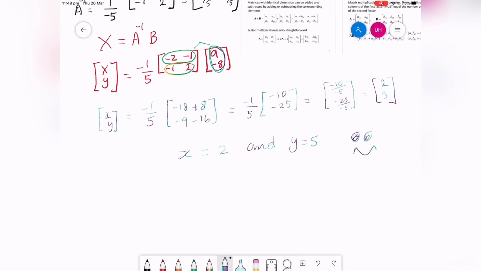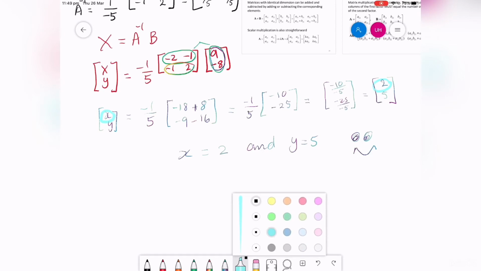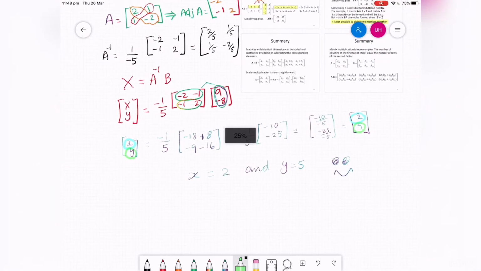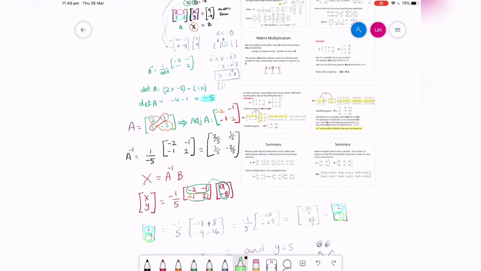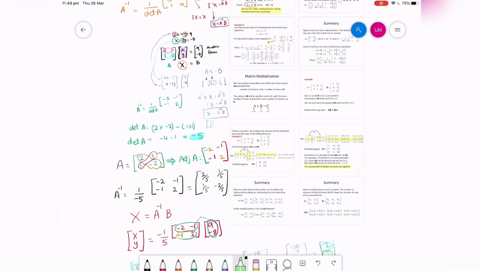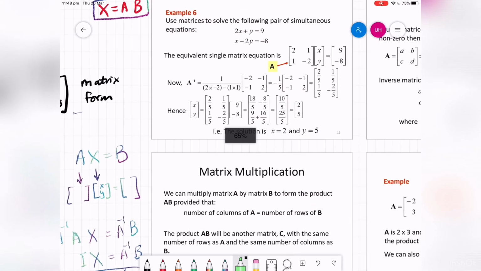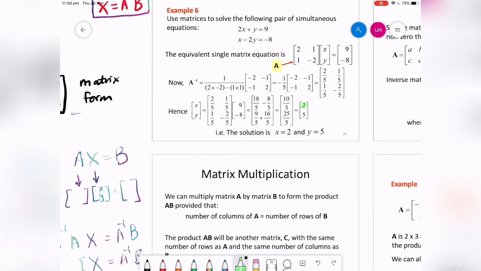As you can see, this is x, the first one, so that's the value for x, which is 2, and the value for y is 5. This is the example from the slides, so you can see it here. This is the x and y. So that's the solution for it.